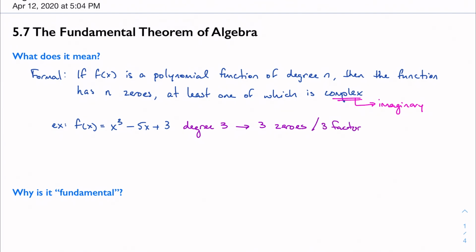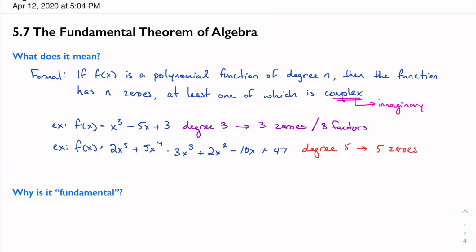So maybe I'll state that too. Just like another example would be to say if I have a function that's 2x to the 5th plus 5x to the 4th, I don't know, minus 3x cubed plus 2x squared minus 10x plus 47. Well, in this entire mess, all that's important is that it's degree 5, which means I can write this as the product of 5 factors, and there are 5 zeros. So that's all it's really saying.